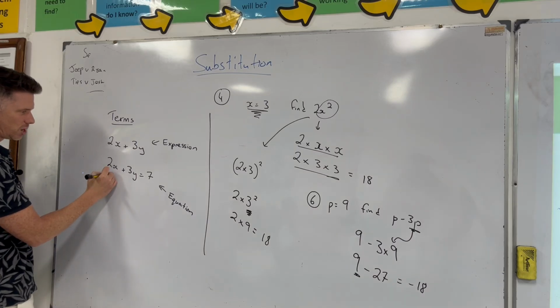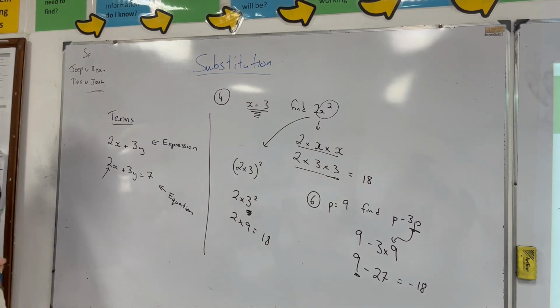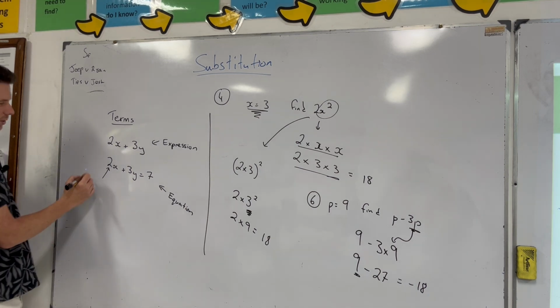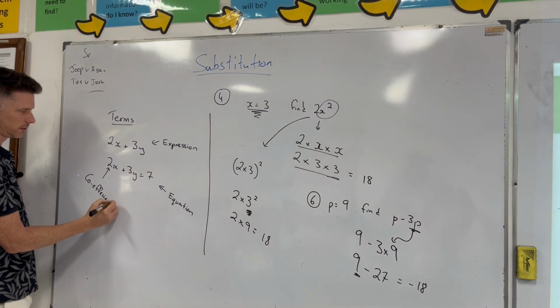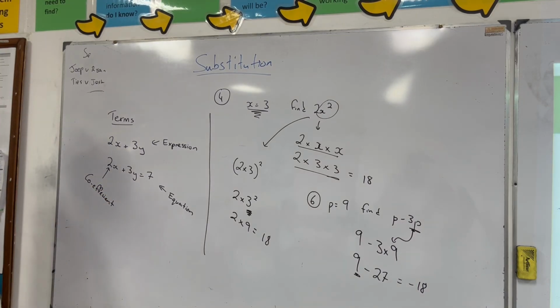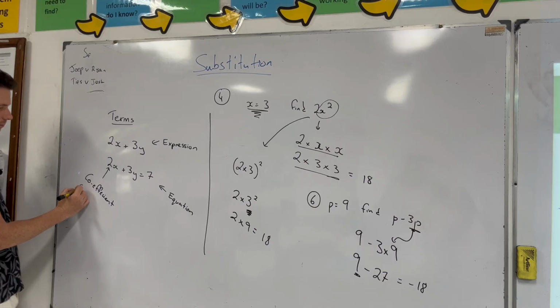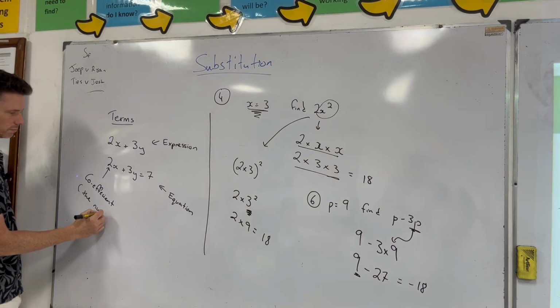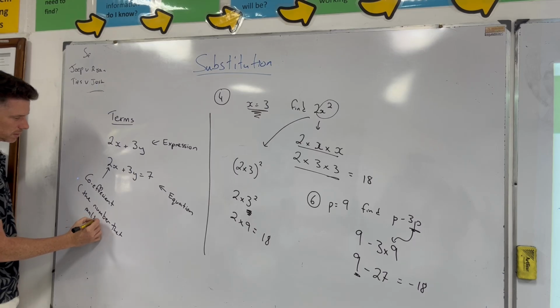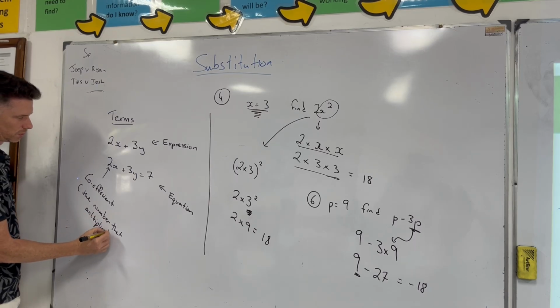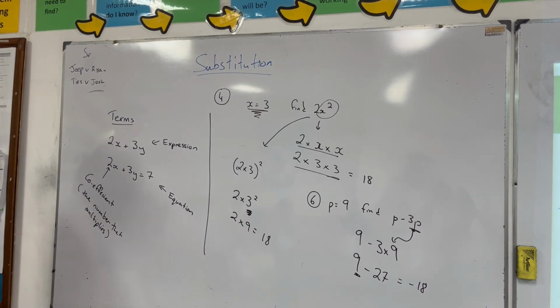If I have a number in front of an x here, that's got a special name. Does anyone know the name for the 2 here? No, you're not going to know. It's called a coefficient. A coefficient is the number multiplying. The number that multiplies is called a coefficient.